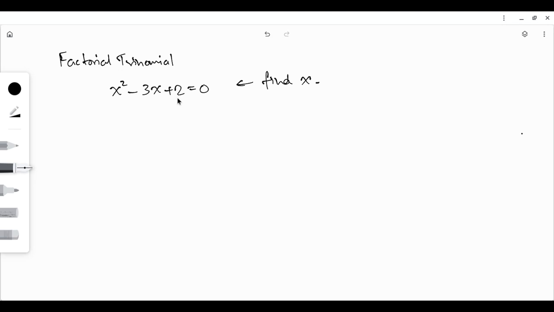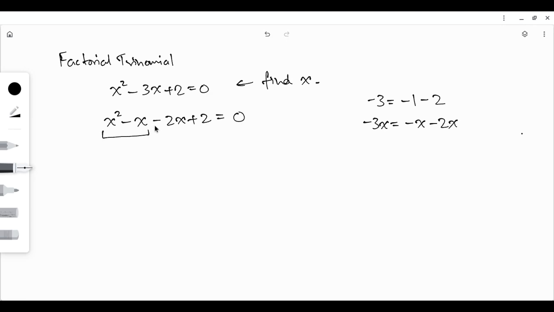We notice that there are three terms, which is an odd number of terms. So we're going to convert this into four terms. Now, negative 3 can conveniently be written as negative 1 minus 2, which means that negative 3x can be written as negative x minus 2x. If I do that, I can rewrite this equation in this form. And now I have four terms, which means that I can make two groups of two terms, and I can factor each of these.